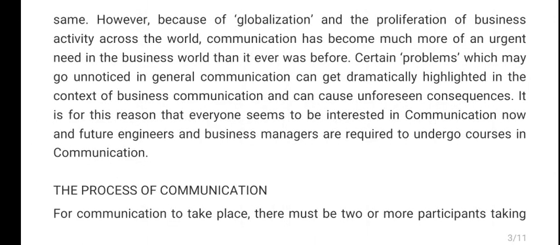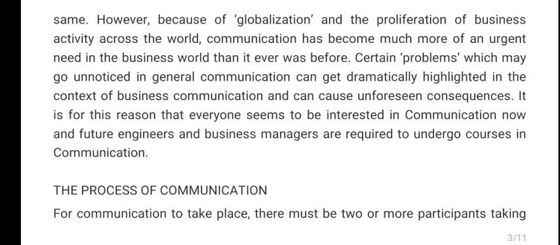However, because of globalization and the proliferation of business activities across the world, communication has become much more of an urgent need in the business world than it ever was before. Certain problems which may go unnoticed in general communication can get dramatically highlighted in the context of business communication and can cause unforeseen consequences.